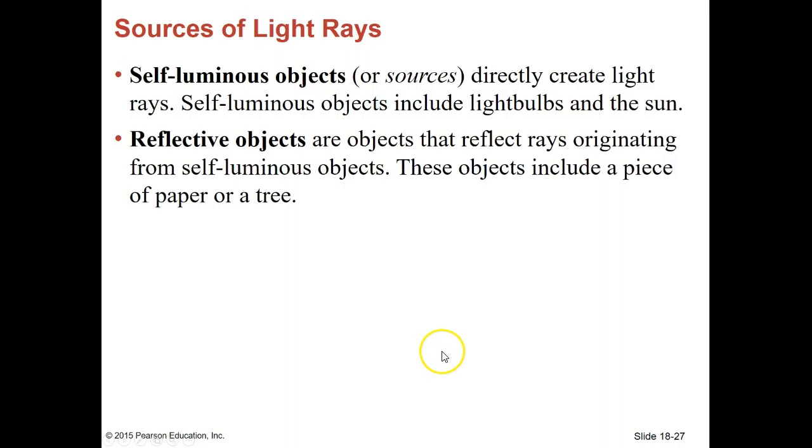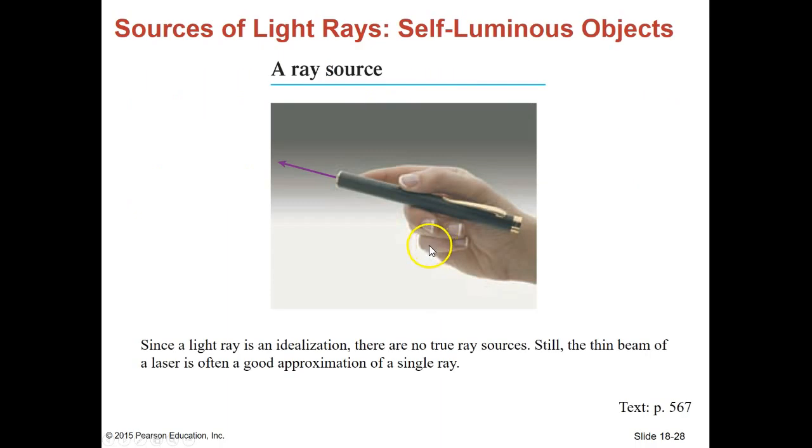Self-luminous sources of light create light rays themselves, like a light bulb or the sun. Everything else is reflective, so if you have a picture or you have a mirror, you'll see light coming off that. These objects include a piece of paper or a tree. Those are reflective objects.